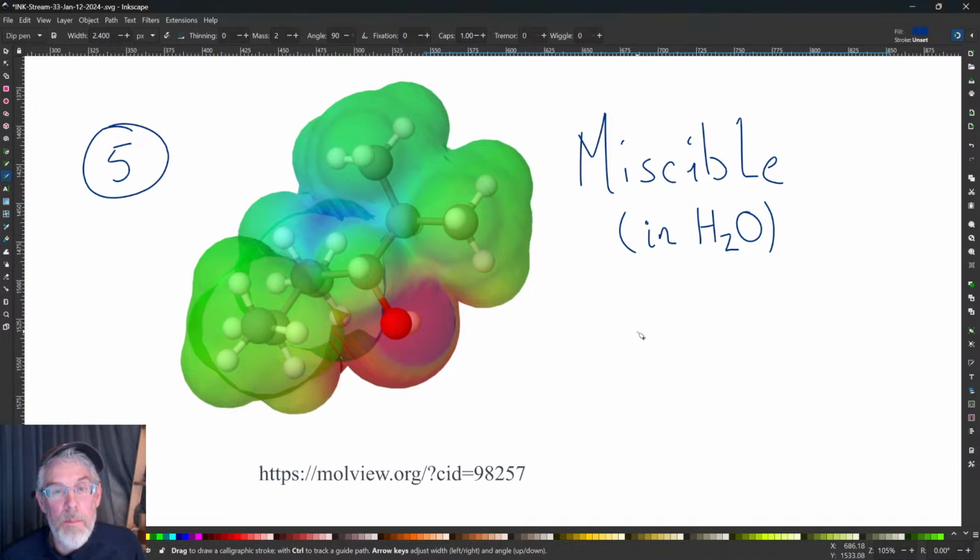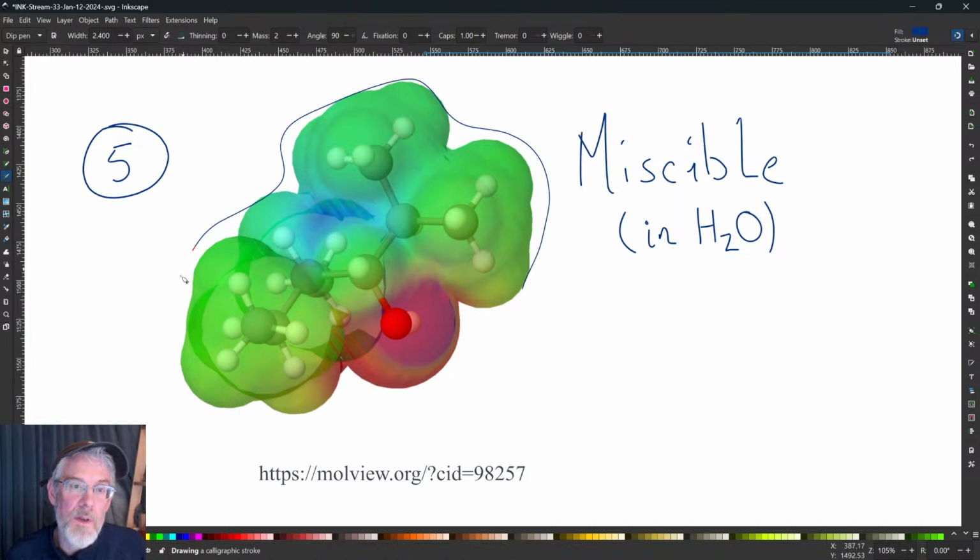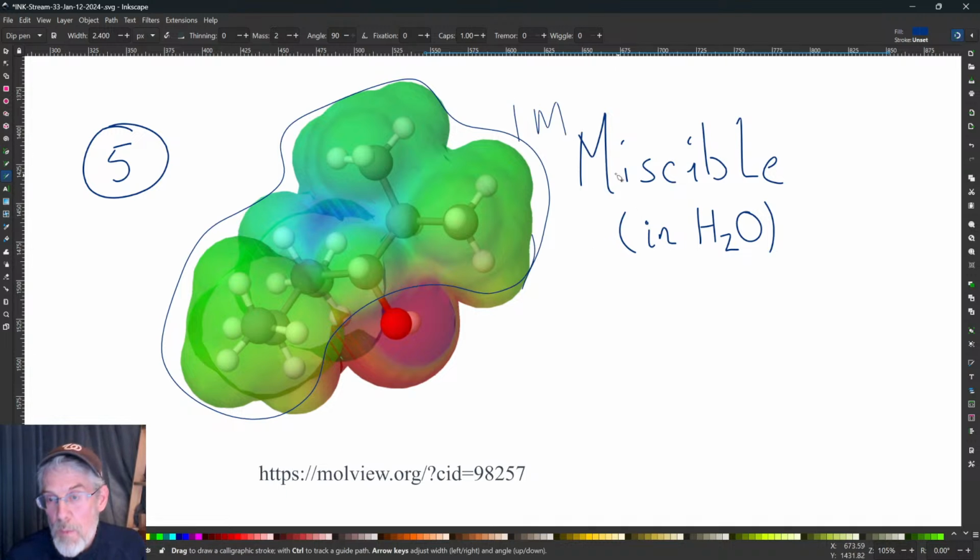So when we talk about miscible with alcohols here, we talk about will they dissolve in water? And when you look at the polar part, you're thinking it will, since water is polar. But most of this molecule here is nonpolar. So we have mostly a nonpolar molecule. So this is what we call immiscible. It won't dissolve in water. So for alcohols, if you have 3 carbons, like propanol, that would be miscible.